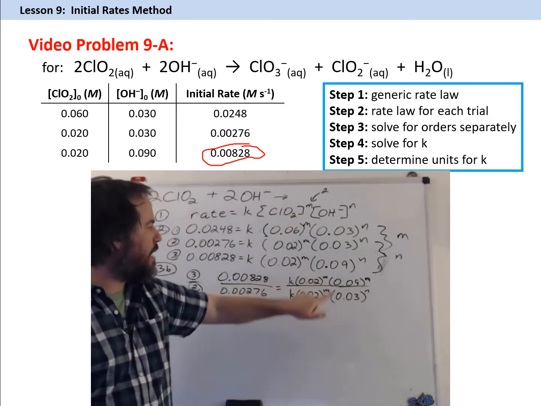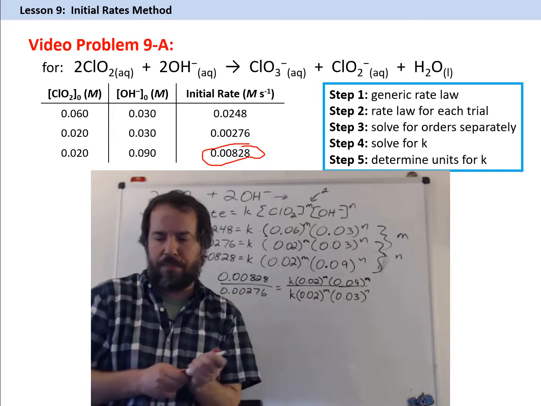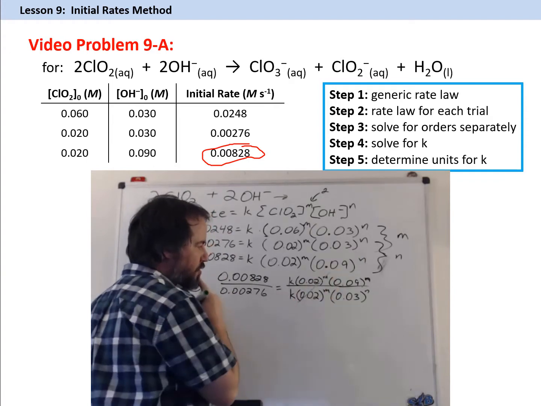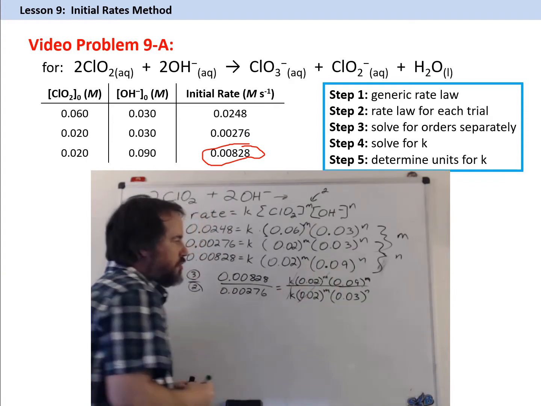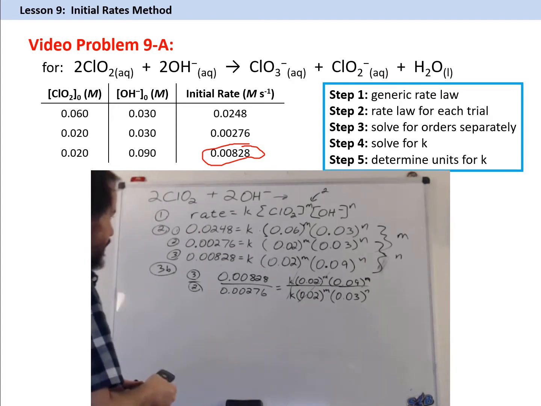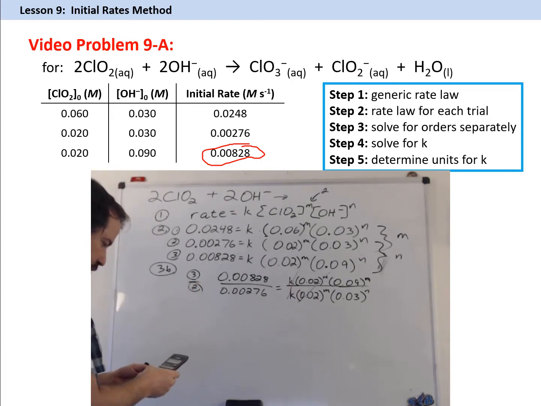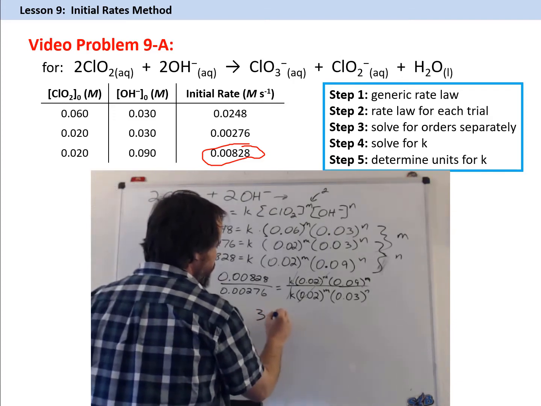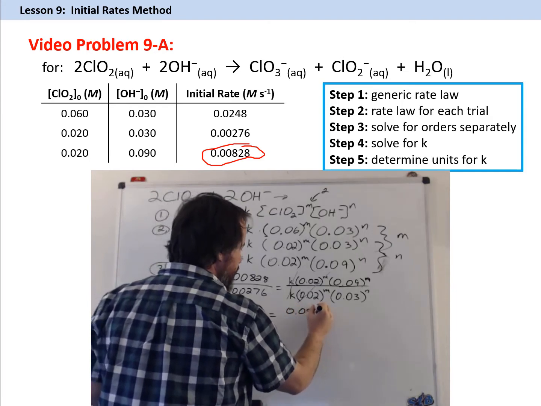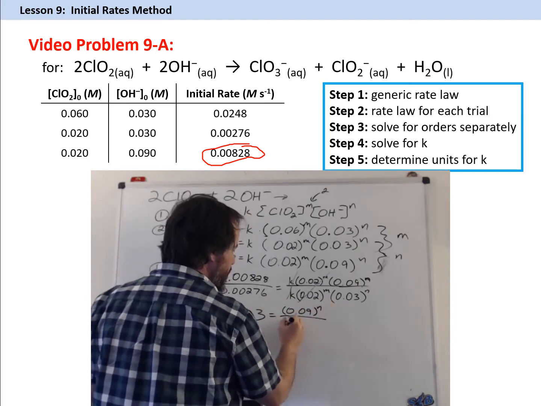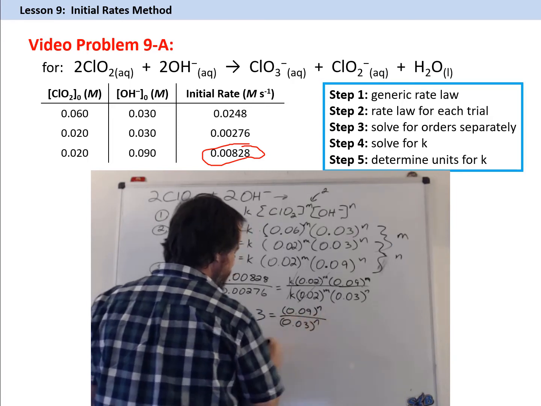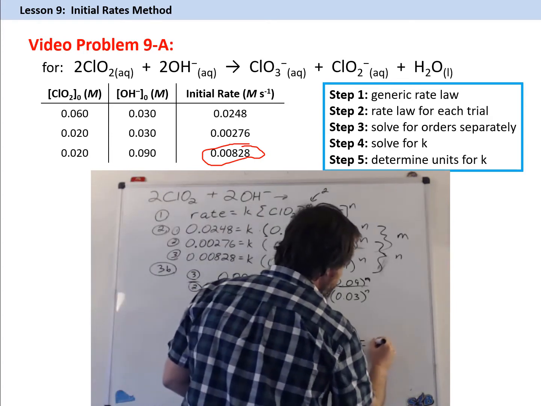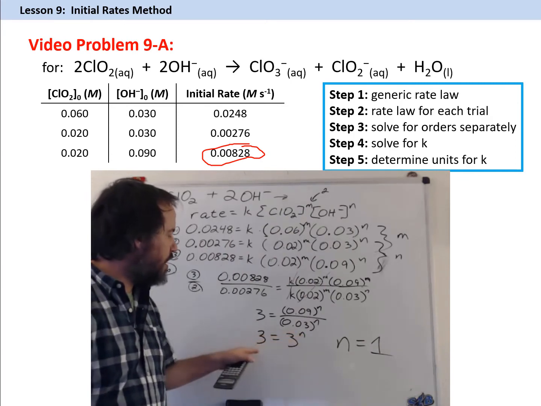All right, notice I kept it just as m. I could have put it as 2. In this case, it doesn't matter because no matter what, these two things are going to cancel out. The k's are also going to cancel out. And so I end up with this divided by this. So that's 3 equals 0.09 to the n over 0.03 to the n, or 3 equals 3 to the n. N is equal to 1, right? Because 3 to the 1 will give me 3.